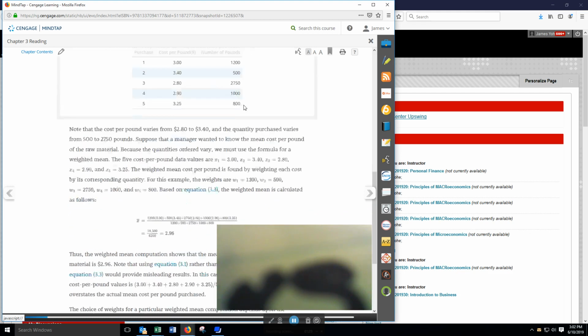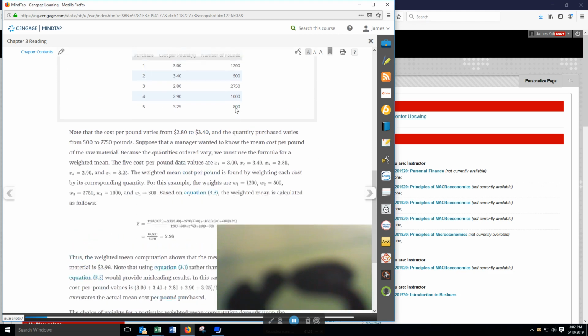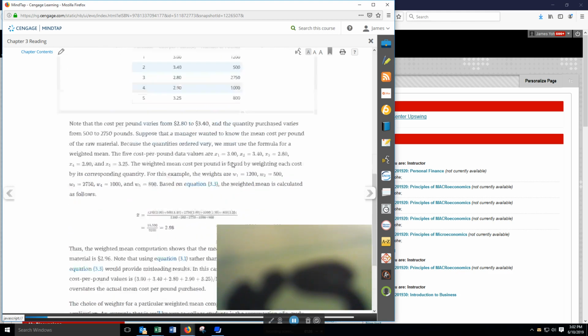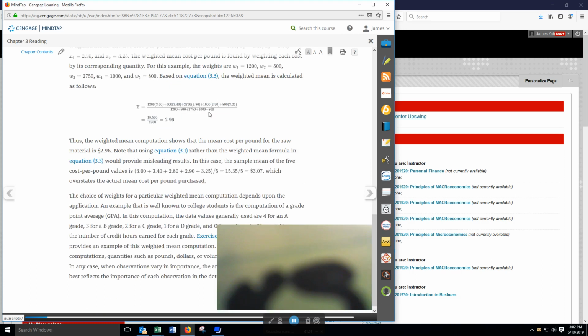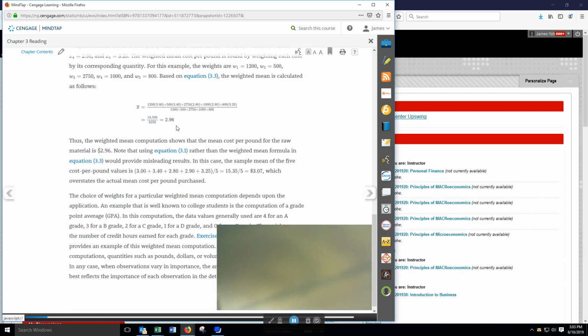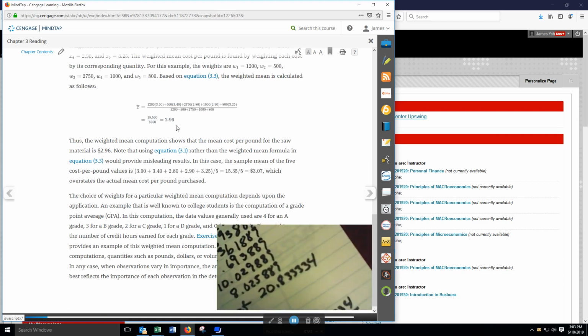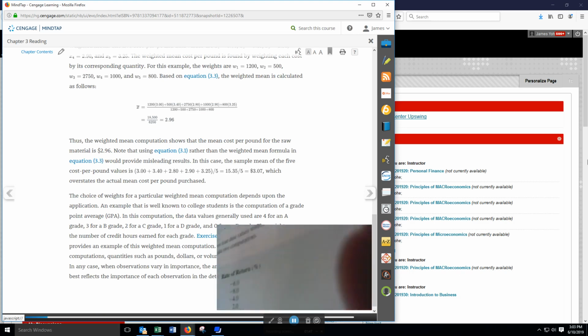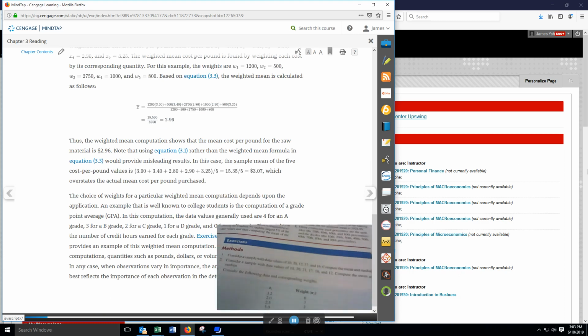And then we're going to add the weights up. The number of pounds here would be the weight. And we're going to add that up, and we're going to get a mean. So here, we're going to do this for a problem from the book so that I'm not giving away a quiz answer here. All right, so here's the problem.